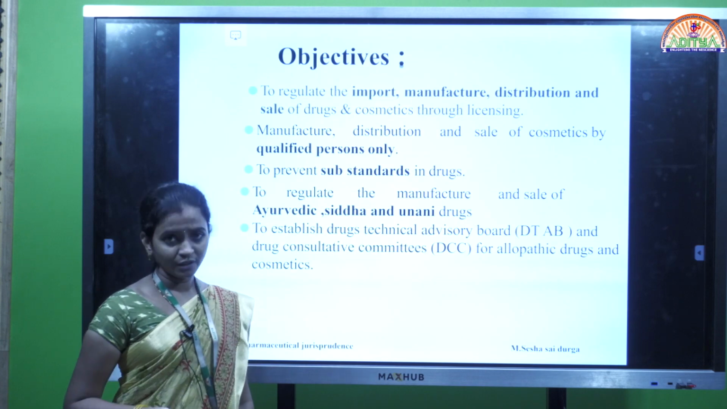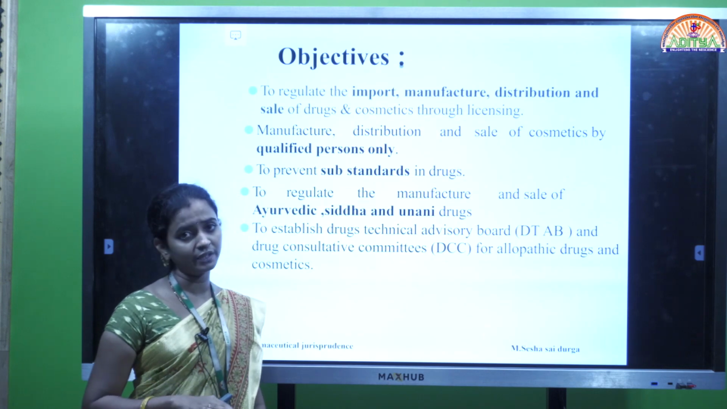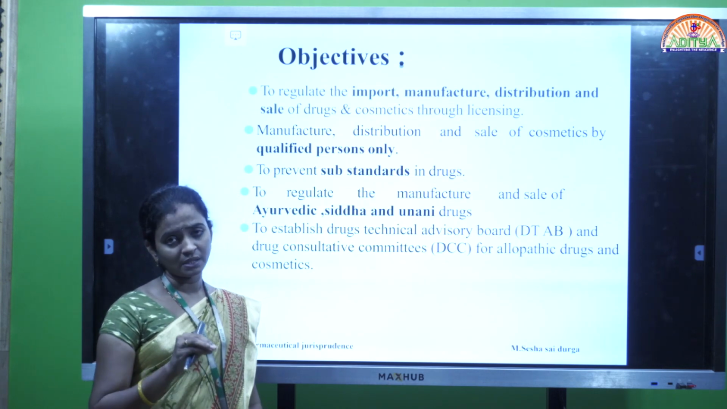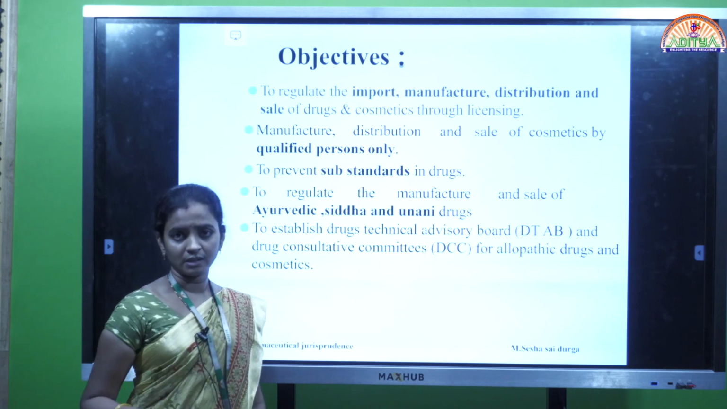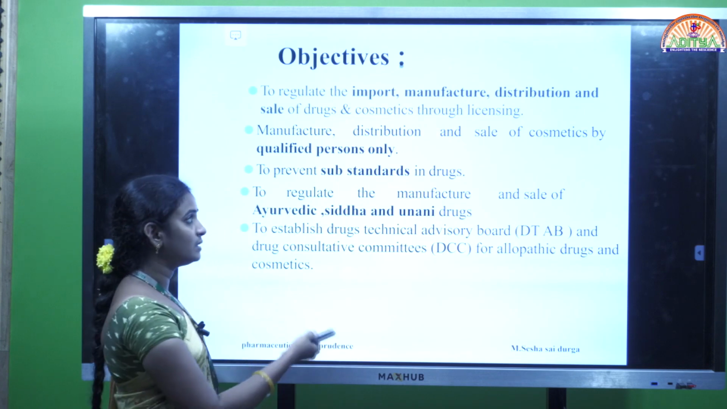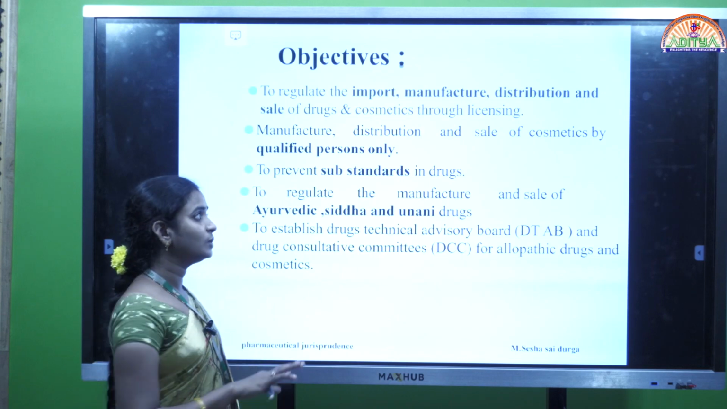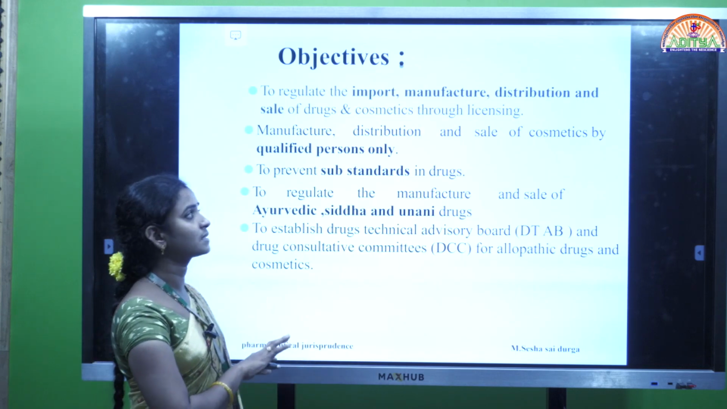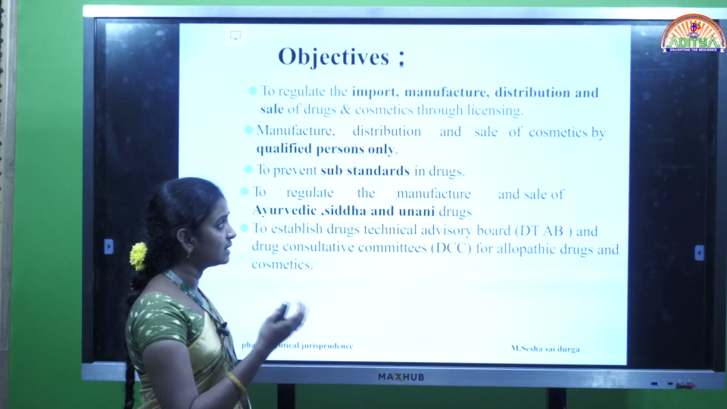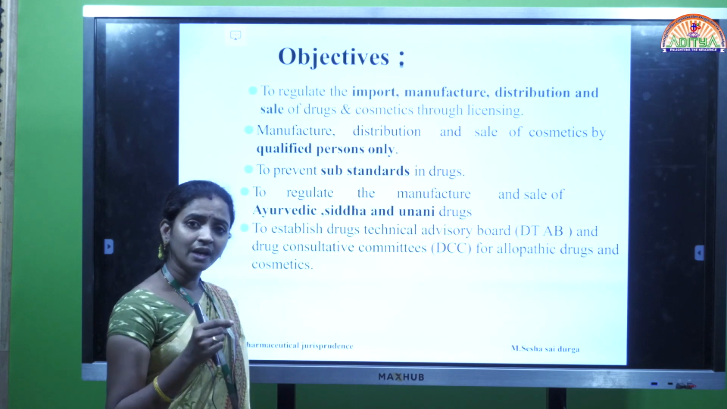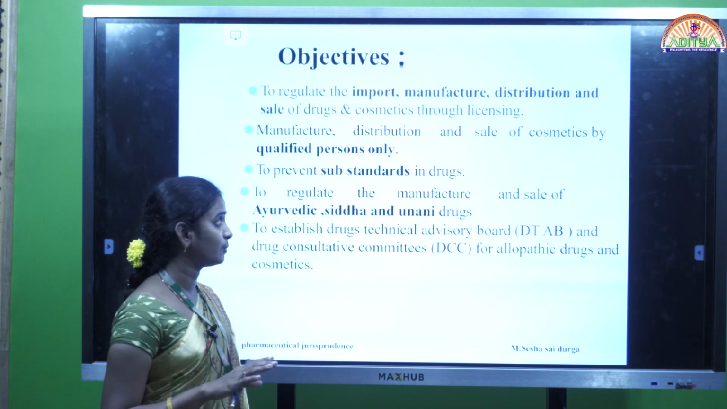Before 1940, as I said to you, we didn't have any qualified person to do the activities related to pharmacy. Generally some person who has some experience could proceed with different activities related to pharmacy. But when this act was established, everything changed, and what they regulated is that persons doing these activities like manufacturing, distribution and sale should obtain a license from the licensing authority. That is the first important thing.